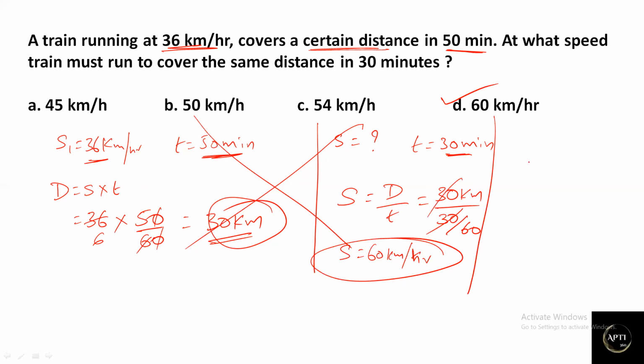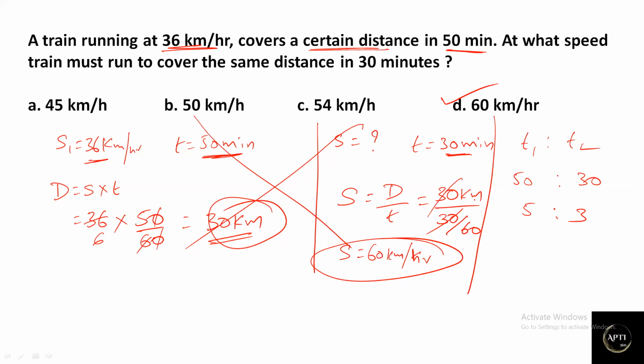Let's take two cases. What will be the time relation here? First time and second time. First time is 50 minutes, second is 30 minutes, right? Can I write the ratio between the times as 5 is to 3? So the times are in the ratio 5 is to 3.